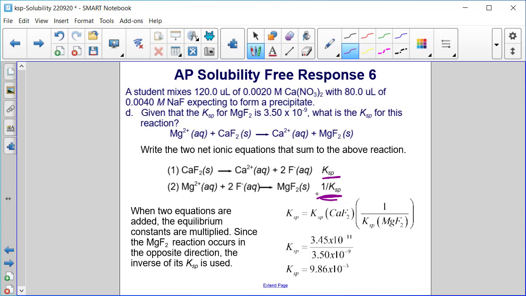When you add 2 equations together, you multiply their equilibrium constants. Since the magnesium fluoride reaction occurs in the opposite direction of dissociation, the inverse of its Ksp is used. So the overall Ksp is the Ksp for the calcium fluoride multiplied by the inverse of the Ksp for the magnesium fluoride. So the Ksp for the calcium fluoride from earlier, 3.45 times 10 to the minus 11, divided by the Ksp for the magnesium fluoride, 3.5 times 10 to the minus 9, gives us an overall Ksp of 9.86 times 10 to the minus 3.